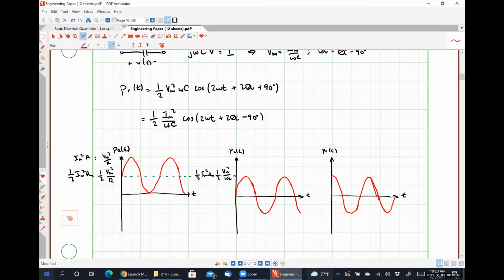Right. So exactly half of the time it's absorbing power, the other half of the time it is supplying power. So how do you guys feel about these relationships thus far?